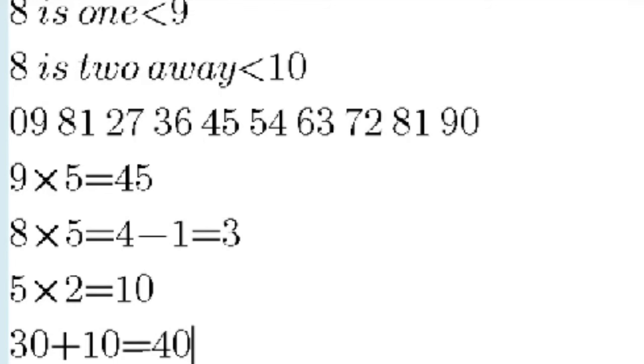You got your 9 times 5 equal to 45. For you to get 8 times 5, what are you to do? Subtract 1 from the number at the left hand side, which is 4 minus 1, which is equal to 3. And 3 is a ten, which is 30. Now 5 times 2 is still 10. So what are we going to do? We're not going to write 310, which is wrong. What we're going to do is that 30 plus 10 is equal to 40.